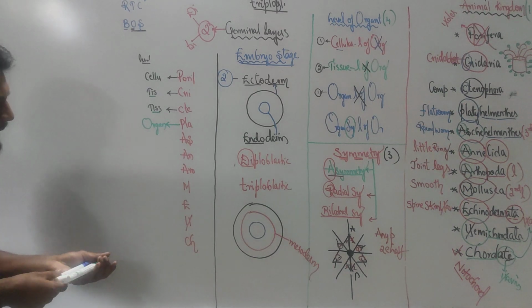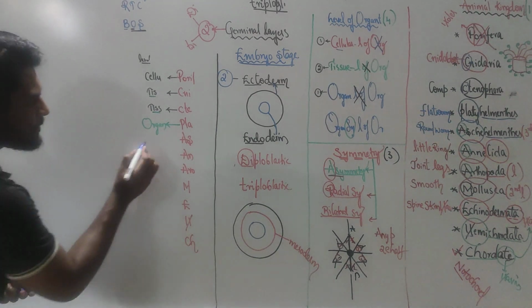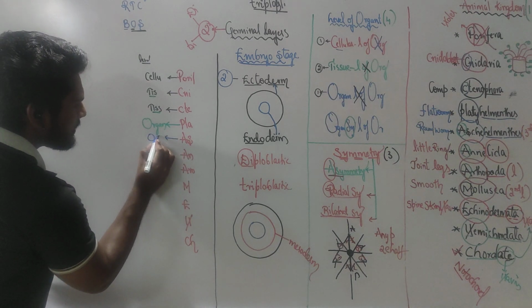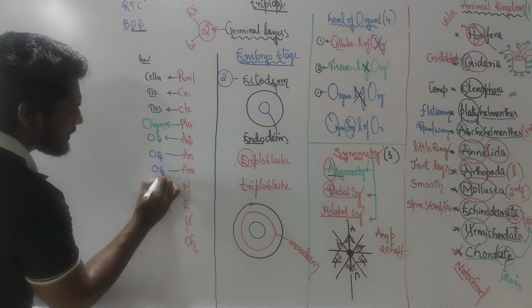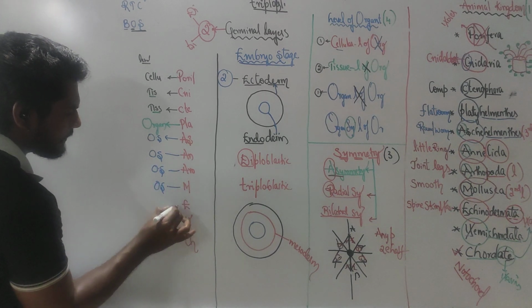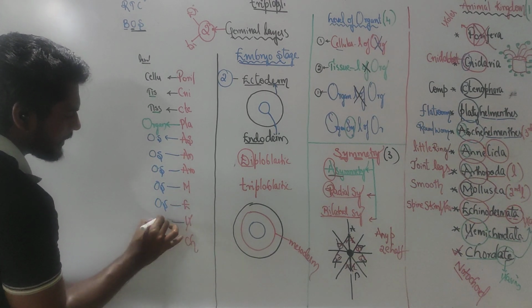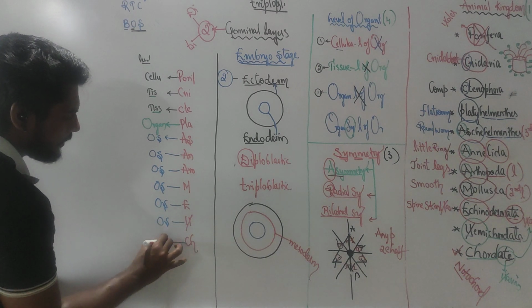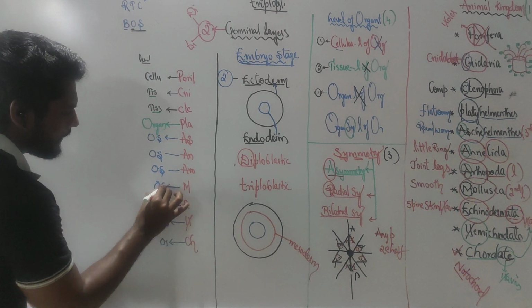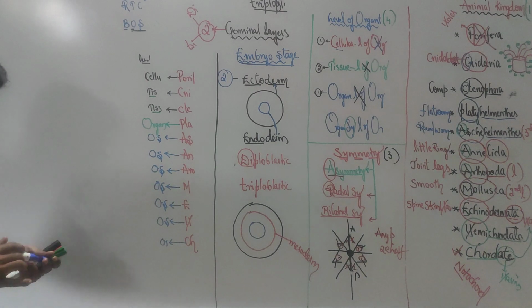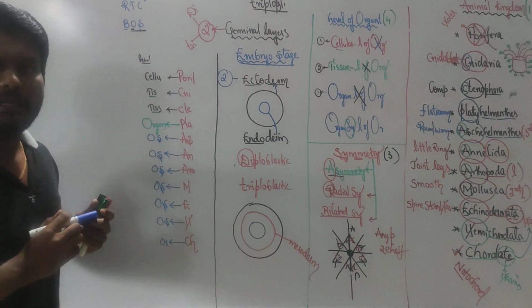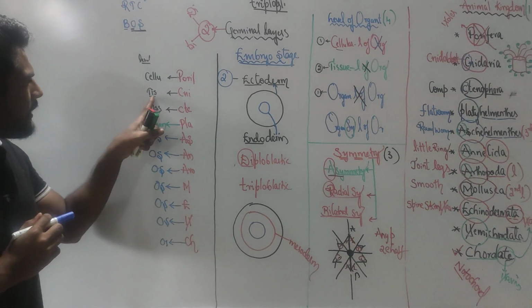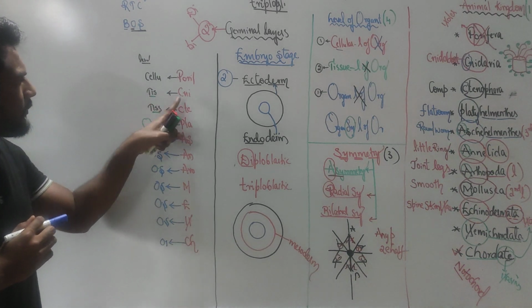And from Aschelminthes up to chordates, what level? Organ system level. Next, organ system. Next, organ system. In this manner. So, the first animals showing the organ system level of organization are Aschelminthes. The first phylum showing the tissue level of organization is Cnidaria.